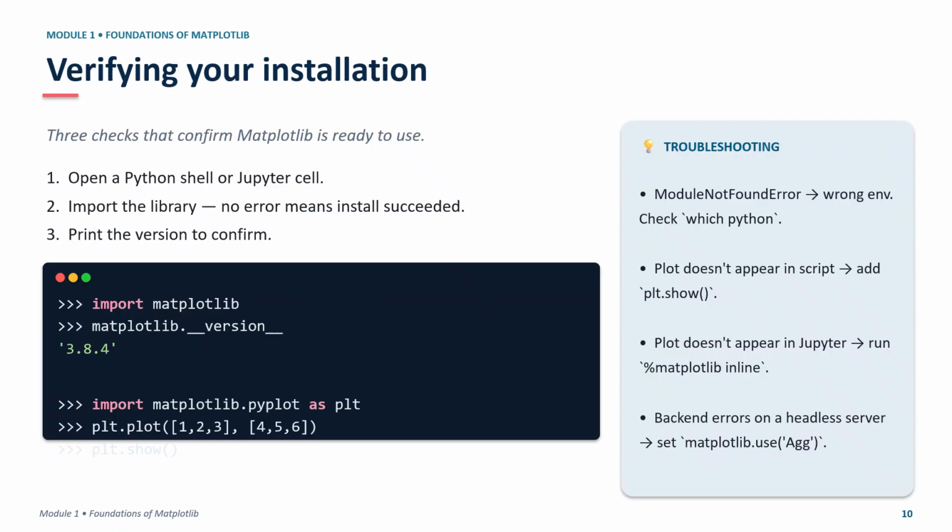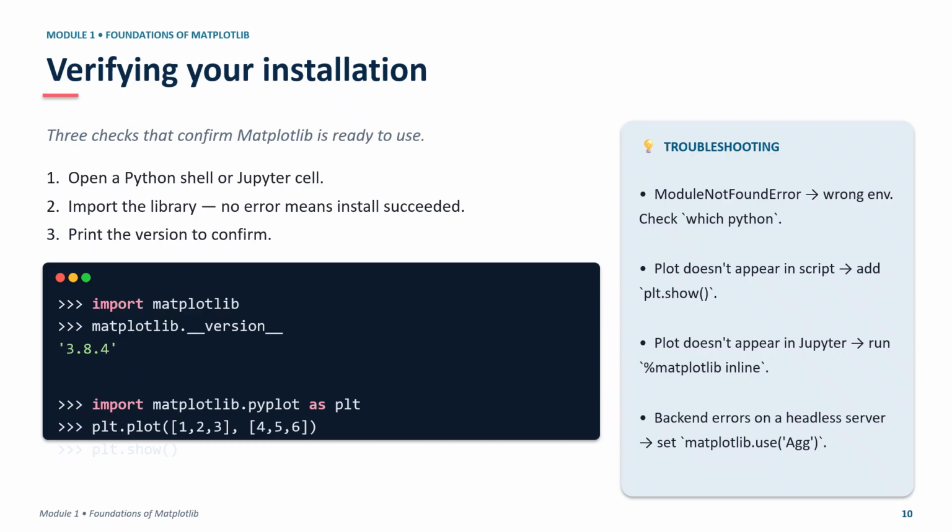Now you have installed the Matplotlib library. Now how do we confirm whether it actually worked or not? This slide shows you a simple 3-step verification process. Step 1: open the Python shell or a Jupyter notebook cell, and type import matplotlib. If no error appears, the installation was successful. If you see an error like ModuleNotFoundError, the installation has failed or you are in the wrong environment.